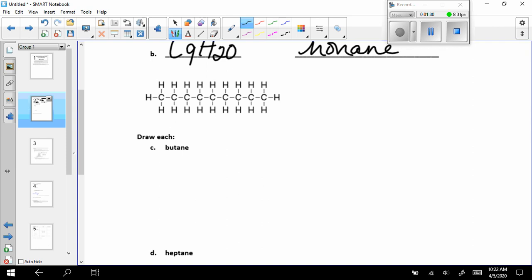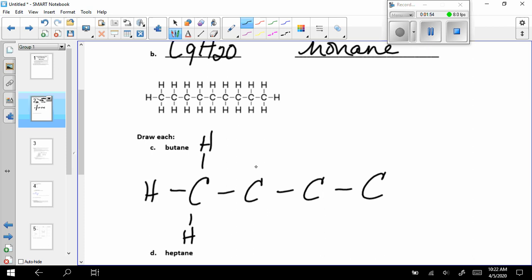All right, I go on to the next one. Butane. So but is 4. So I'm going to draw 4 carbons. 1, 2, 3, 4. And then ane means they were all single bonds, so I keep them all as single lines. And then the H's go around until every carbon has 4. So this carbon already has 1. So 2, 3, 4, this would be H, H, H. This one already has 1 on each side, so I have 1 above and 1 under. Same with this one. And this one needs 3.